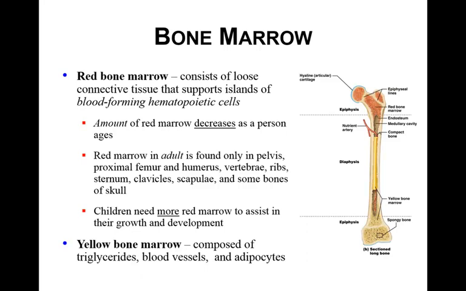The red marrow in adults is only found in your pelvis, the proximal femur and humerus, vertebrae, ribs, the sternum, your clavicles, the scapula, and some of the bones in your skull. And then, of course, yellow bone marrow is mainly just a fatty storage. It has triglycerides, the blood vessels, and, of course, those fat cells.